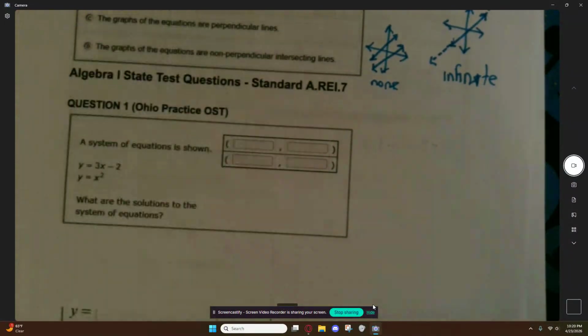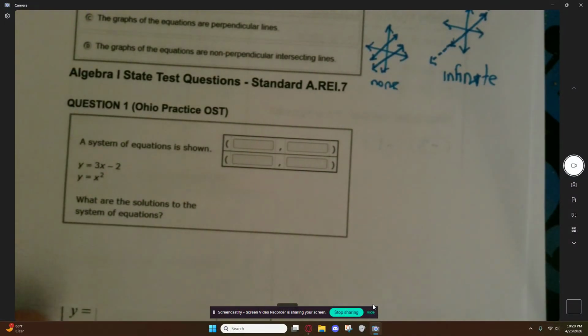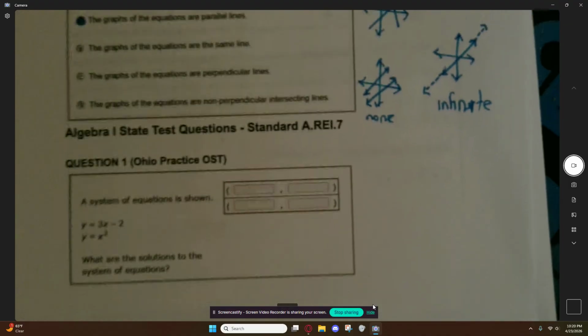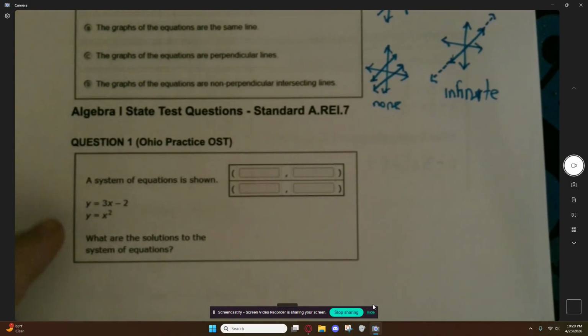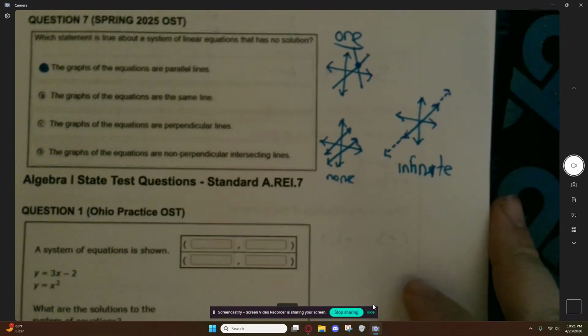All right, welcome back to another state test review. Today, I'm going to try to straighten this out a bit because it's bothering me how not straight it is.